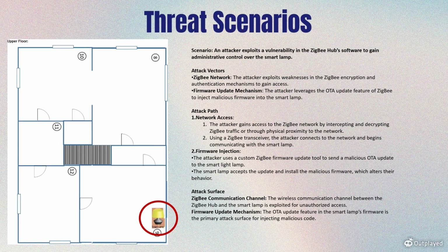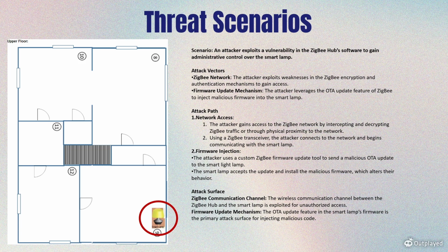So, threat scenarios. As you can see in the upper floor drawn diagram here, the smart lamp is located in one of the living rooms, and there are some potential threat scenarios. For example, an attacker exploits a vulnerability in the ZigBee hub's software to gain administrative control over the smart lamp.